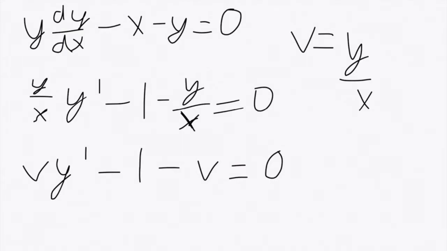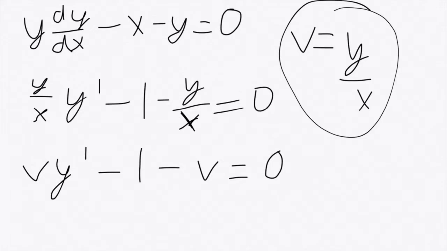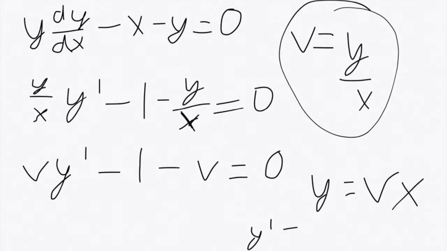So how we would do that is, in our substitution over here, we're going to cross multiply the x over to get y is equal to vx. And now we're going to take the derivative implicitly of y. So we get y prime is equal to v, using product rule: v times the derivative of x, which is just 1, plus x times the derivative of v, which is just v prime.